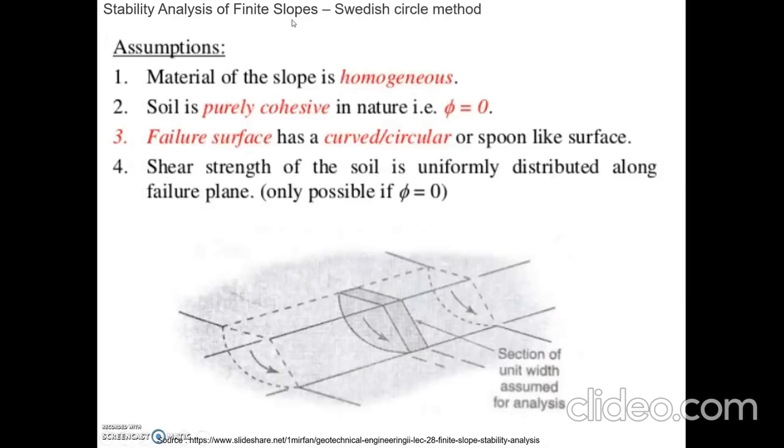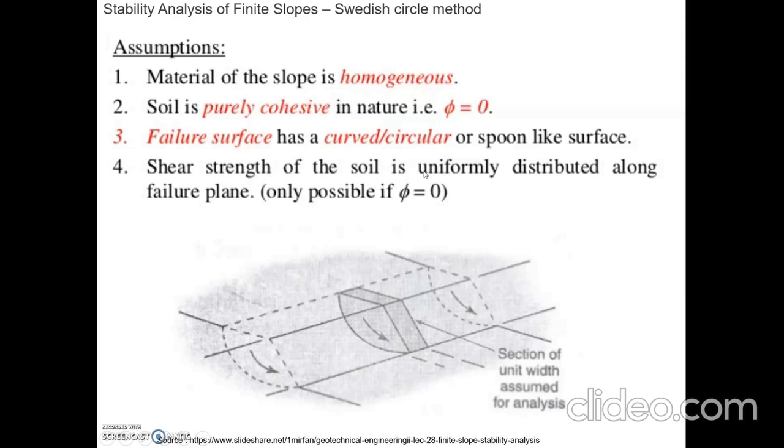First one is stability analysis of finite slopes using Swedish circle method. Here there are certain assumptions made. First one is the material of the slope is homogeneous, and the soil is purely cohesive in nature, that is phi is equal to 0. And the failure surface has a curved or circular or spoon-like surface as shown here in this figure.